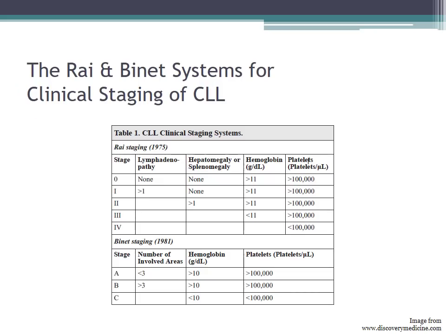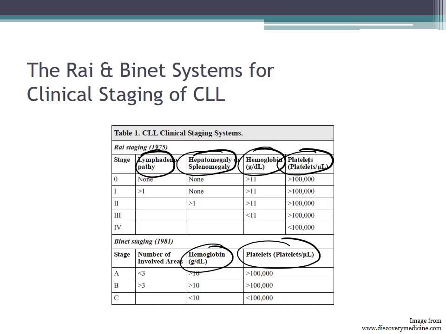The staging for CLL is done by the Rai and Binet systems, and this is not a slide that you have to memorize. It's just there more for your information. It's helpful to remember that there is staging that is done for this type of leukemia as well, and it's helpful to know that the staging is based off of the lymphadenopathy, if there's any spleen or liver involvement, looking at hemoglobin and then platelets. And again, you can see some of the similarities. It still looks at hemoglobin and platelets in the Binet staging, but it doesn't necessarily look at these other two prognosticators here, the lymphadenopathy or the hepatosplenomegaly.